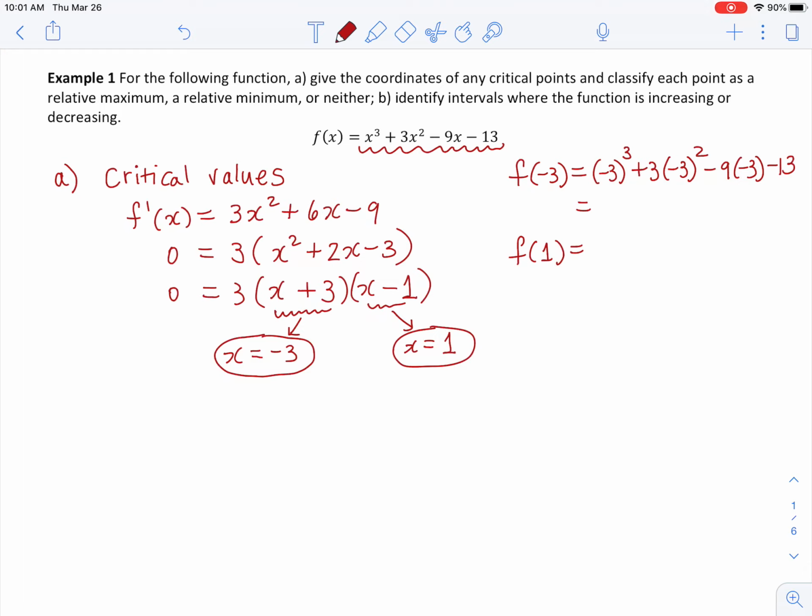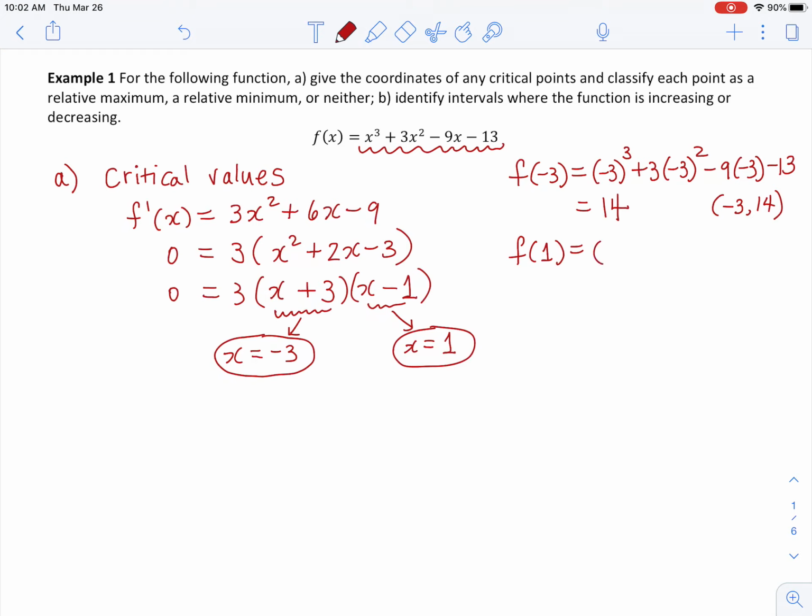Okay. Alright, I am typing this in. Negative 3 cubed plus 3 times negative 3 squared minus 9 times negative 3 minus 13. I got 14. What a nice number. 14 is the y value. So the first critical point is negative 3, 14.